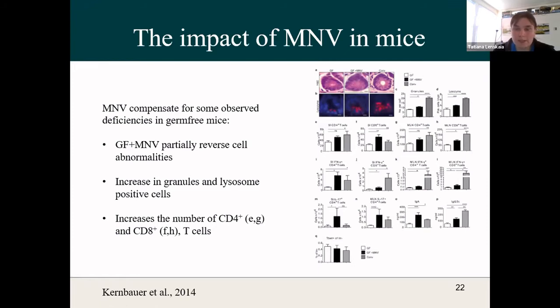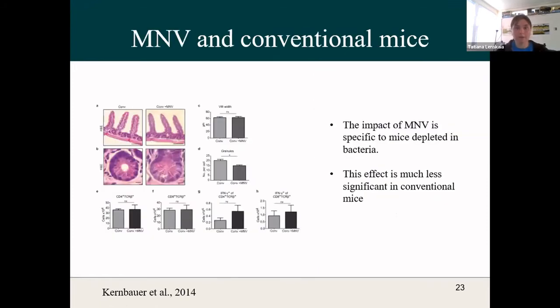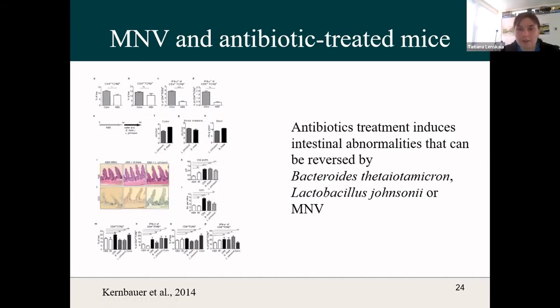However, this impact was specific to mice that had depleted bacteria, because in conventional mice that have a normal microbiome, they didn't have this pronounced effect. However, in antibiotic-treated mice, it does help to reduce these intestinal abnormalities due to the depleted microbiome. And this effect of the norovirus was similar to the effect that bacteria have separately.